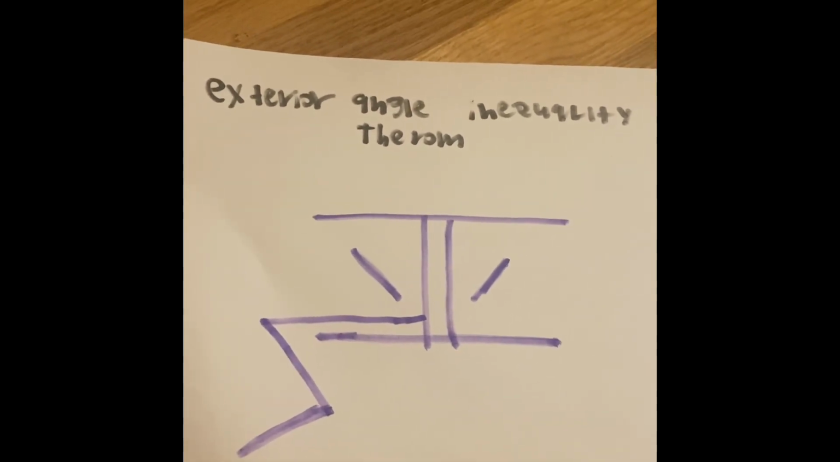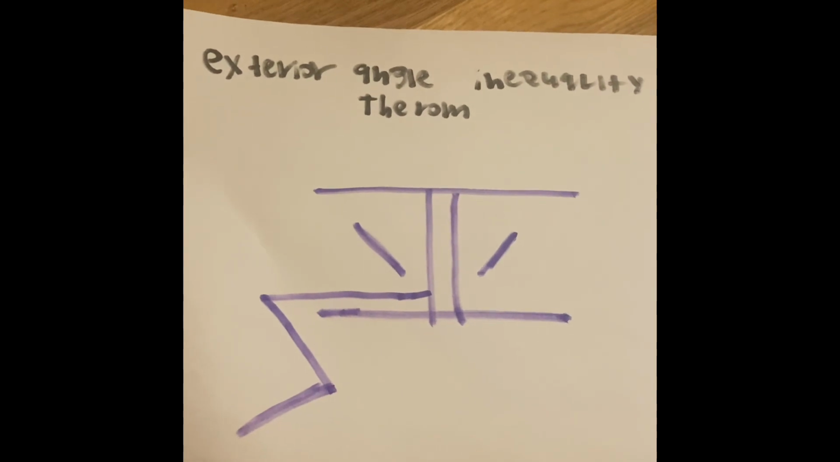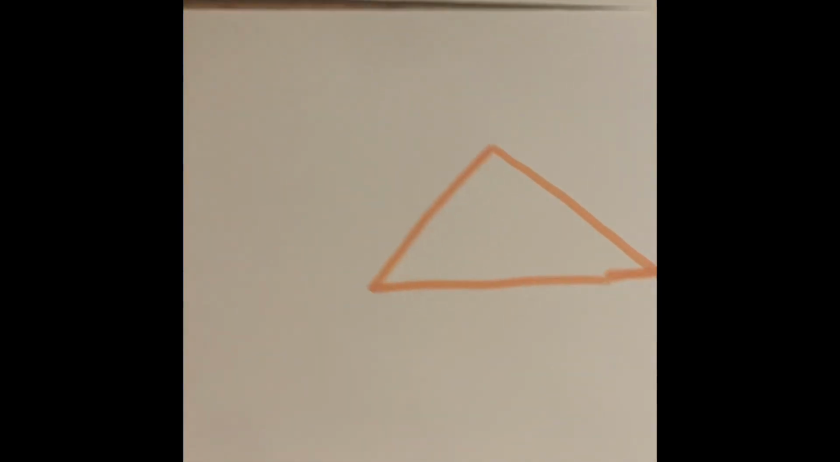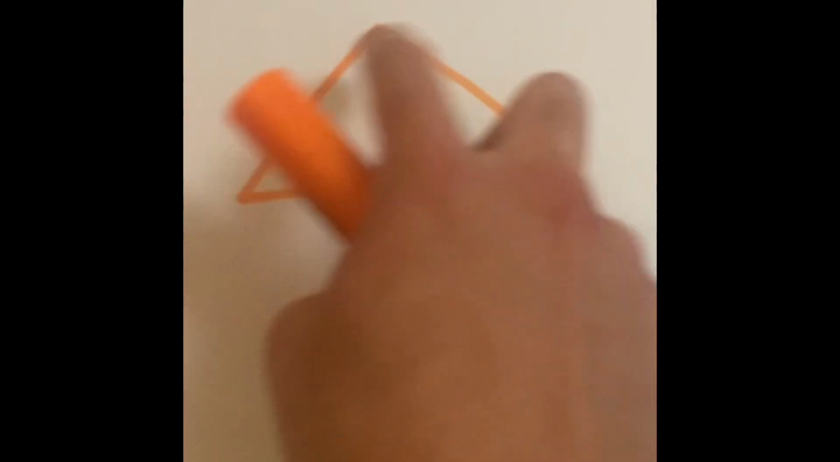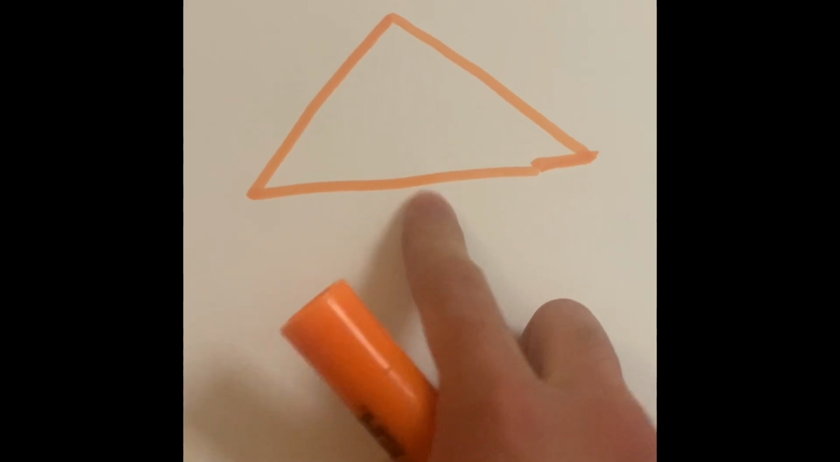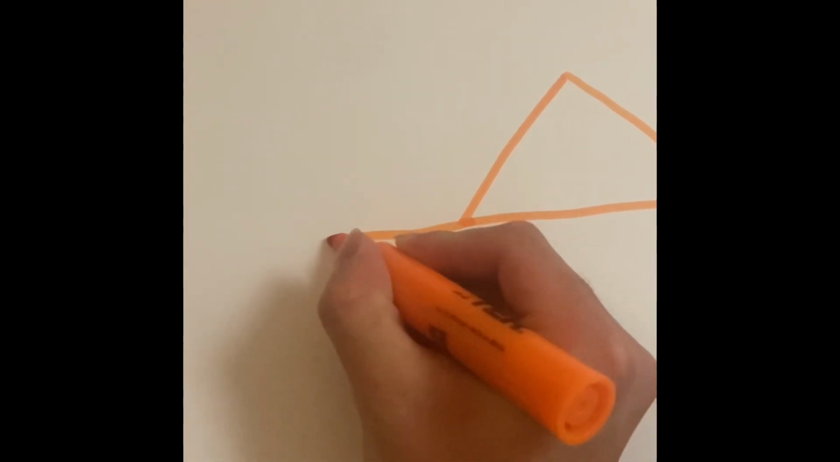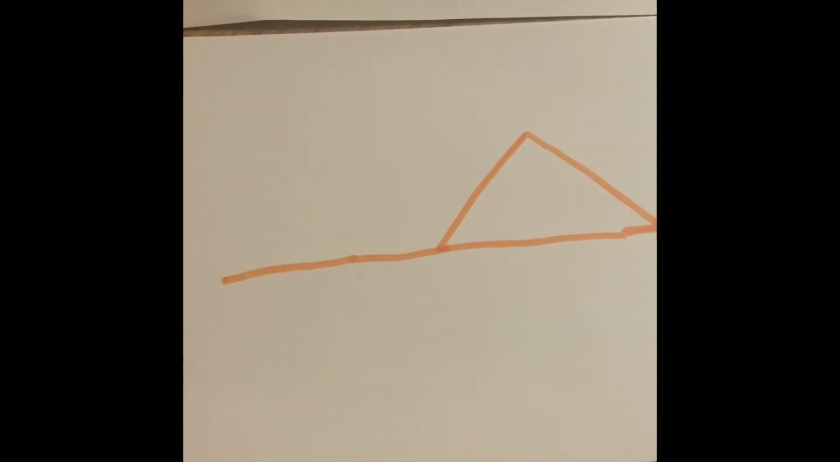Exterior angle inequality theorem. But hang on. What does that even mean? Do you remember that triangle that I showed you earlier in this video? You see how this triangle has 1, 2, 3 sides? Imagine if I make one of the sides a lot longer, something like this.